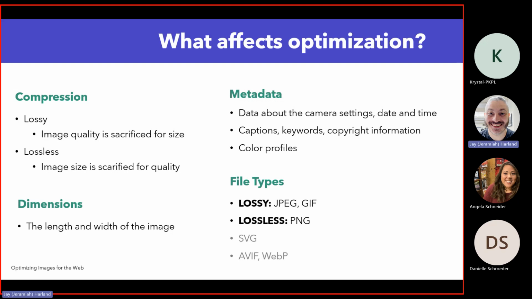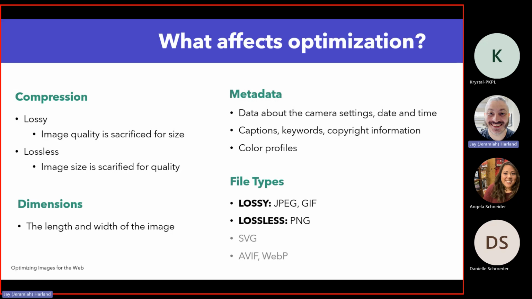Dimensions also impact the optimization of an image, how fast it's loaded. Metadata that's part of the image that's not visible impacts the overall size. A lot of it's useless for the web. And then the file types themselves impact the optimization, and they go right hand in hand with the compression type.